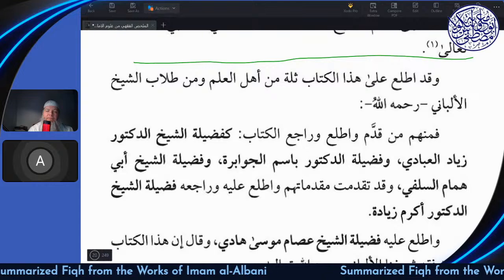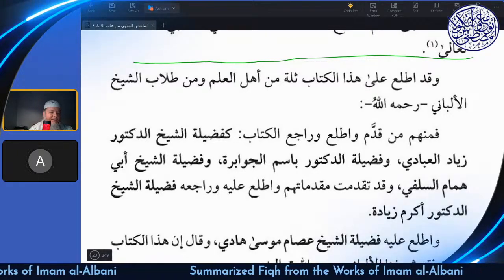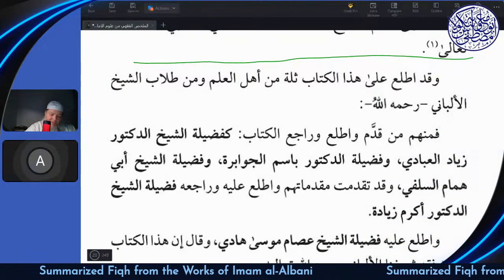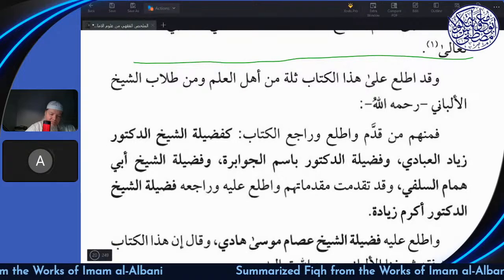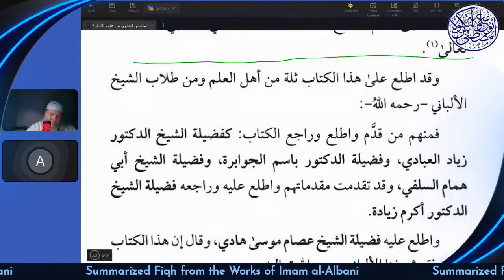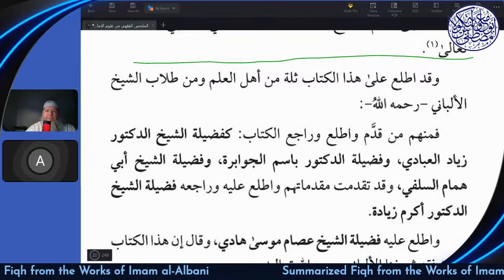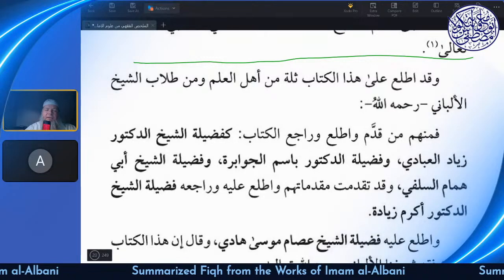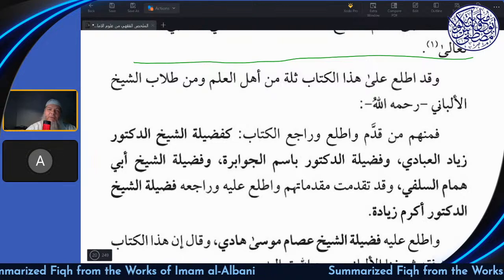So indeed, what is ثلة? ثلة. Okay. So indeed, people from the students of Sheikh Albani have looked at this book. So is that the utmost or the senior students? Thulla means a group, like a number of, not just one or two, but many.